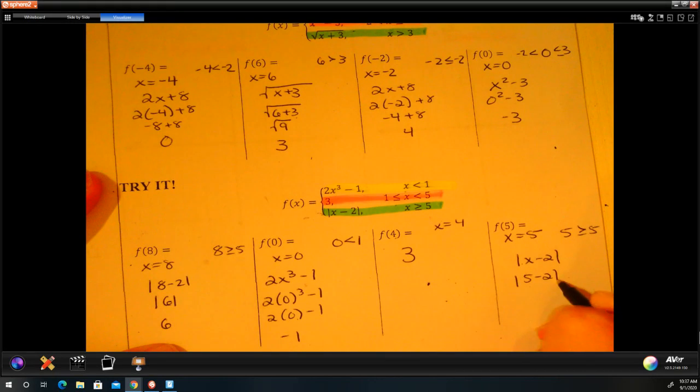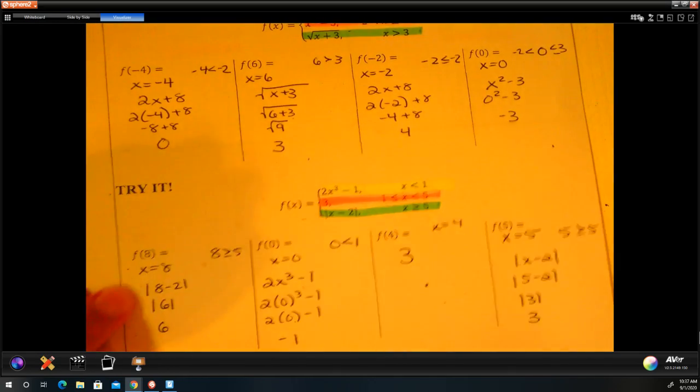5 minus 2 is 3. Absolute value, or the distance from 0, is 3. All right, let's look at the second piece.